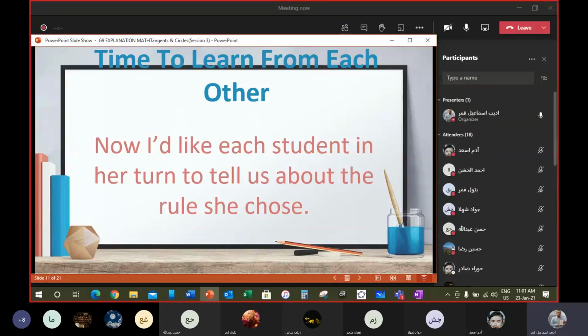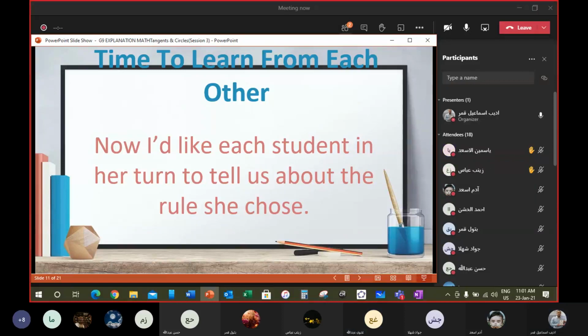Now I'd like each student in her turn or his turn to tell us about the rule she chose. يلا كل واحد يخبرنا رول تعلمها من هودي اللي مرقوا لحد هلا. يلا raise your hands. ها غنوة. The distance between a point and a line is the perpendicular drawn from the point to the line. Very good يا غنوة. Very good.